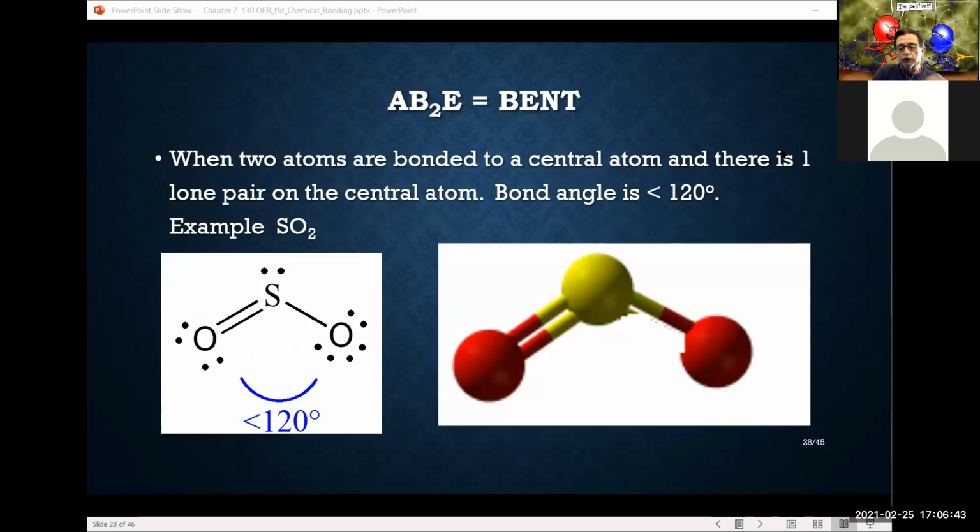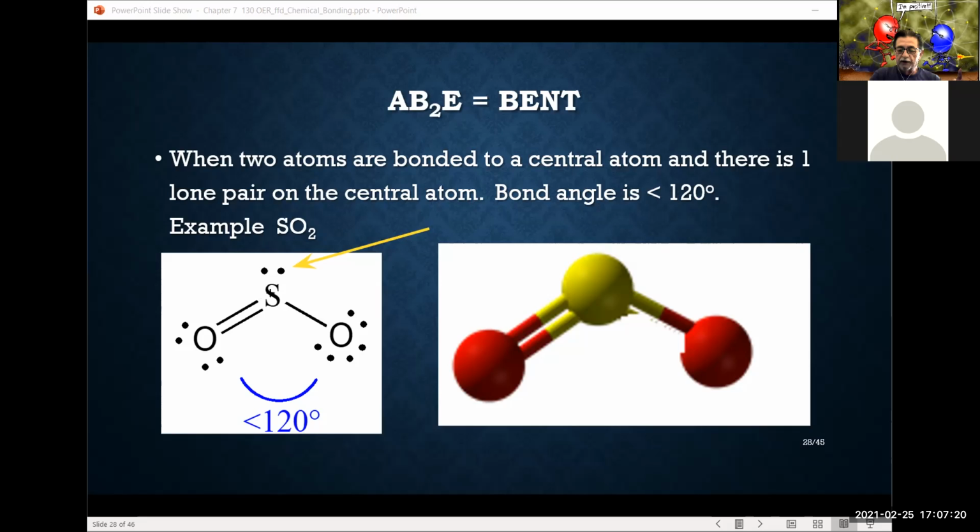All right. Another one is called the AB2E, bent. The reason it's bent is because of the lone pair that we end up with. Lone pair here on the sulfur. Now we may think this is linear like carbon dioxide in the previous example, but sulfur has an extra pair of valence electrons coming into the picture. And so that lone pair ends up on the central atom, and we end up with the AB2E.